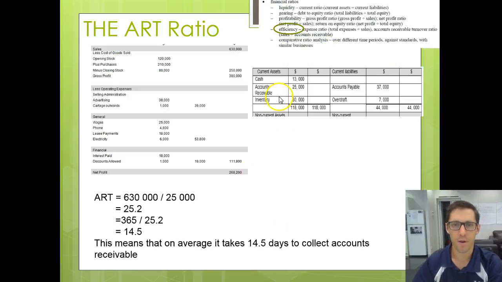So that's it for financial ratios. The next video will look at the comparison process and comparing them over time periods, against standards, and with different businesses.